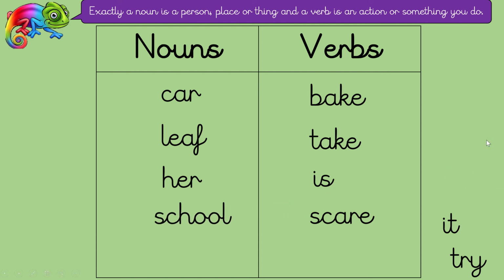What's this one? It's, yeah, well done. Is that something you do? Is it a verb or is it a noun? It. It's a noun because you're talking about something. So I could say, look at it, it's enormous. I could be talking about a bus. Okay, let's do the last one then. Yes, the word "try". Is that a noun or a verb? You're right, it's a verb. So to try something is doing something, isn't it, if you're trying?